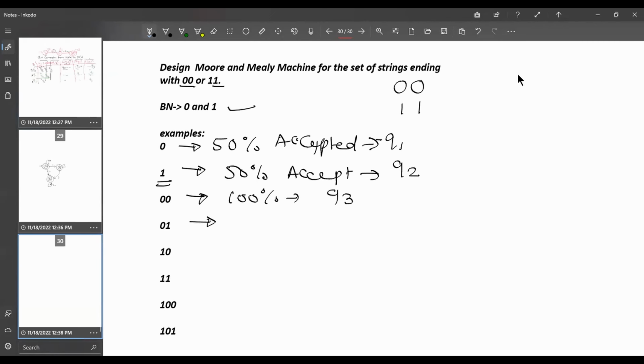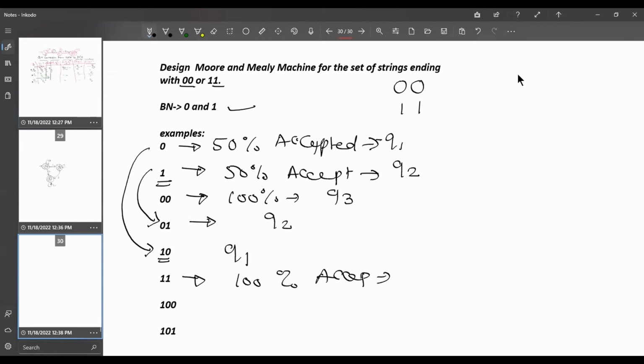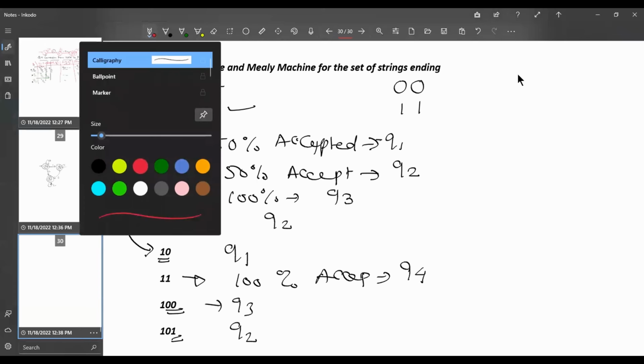This is 01, that is ending with single 1, so that is indicated by Q2. This is 10, that is ending with single 0, that is indicated by Q1. Here we are having double 1, so this is 100% accepted, and for example it is indicated by Q4. Now this is 00, so again this is Q3 and this is ending with 1, so that is indicated by Q2. Now we will take the initial state, for example Q0 as the initial state.